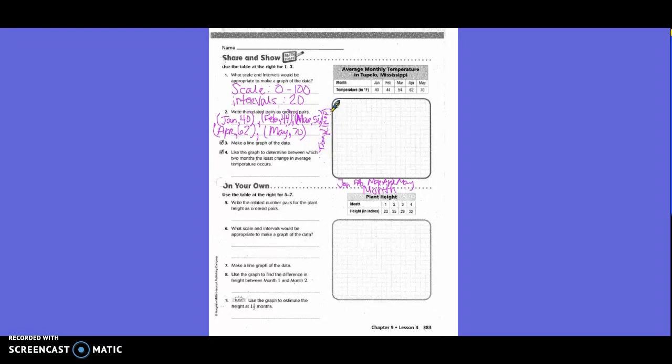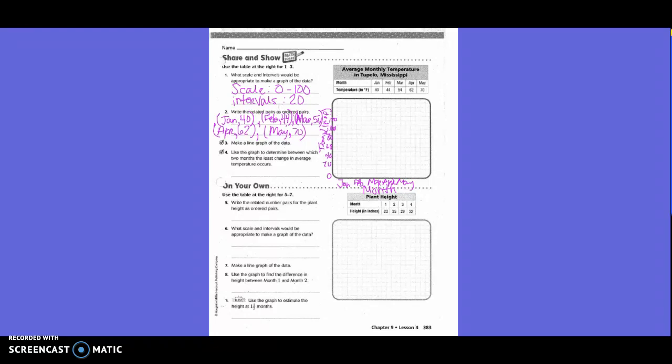Okay, and then we said we were going to go in increments of 20, right? So we'd start at 0, then we go 20, 40, 60. Can we skip every other one though, guys? Yep. Otherwise, we're going to get too crowded in there. So 20, 40, 60, 80, 100, 120, right? Okay. So then we need to graph it.